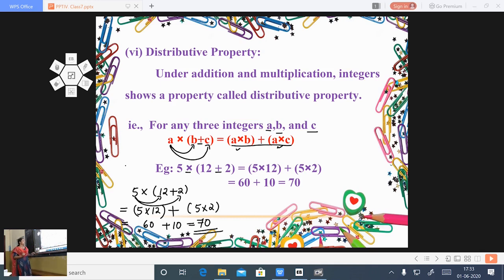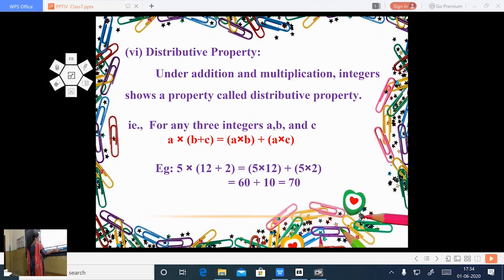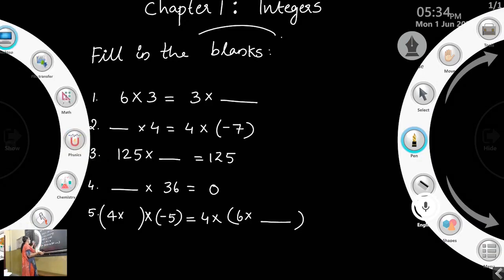Okay, so here is total 6 properties, which are they? Closure property, commutative property, associative property, multiplication by 0, multiplicative identity, and last one distributive property. Why do you learn all these properties? Because these properties help us to make our calculations easier. We can see one example of how to solve the problems using these properties.